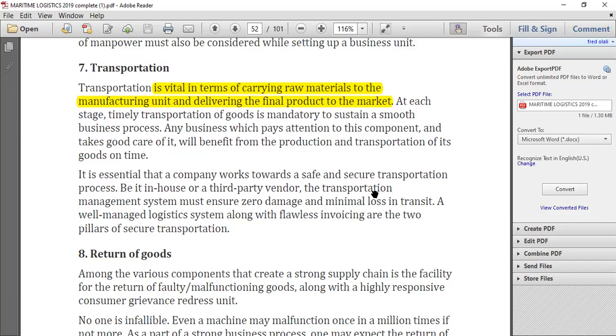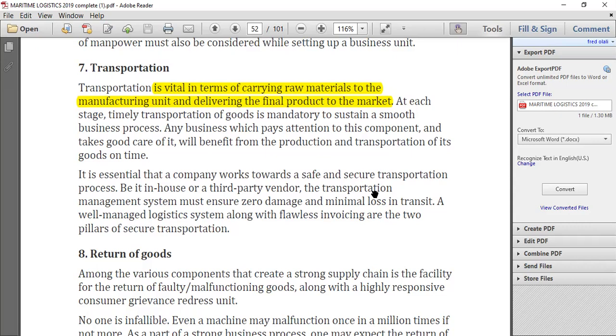So at this stage, timely transportation of goods is mandatory to sustain a smooth business process. So any business which pays attention to this component and takes good care of it will benefit from the production and the transportation of these goods on time.